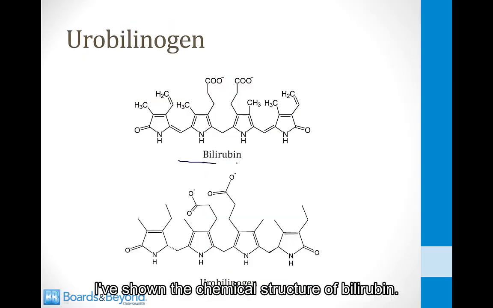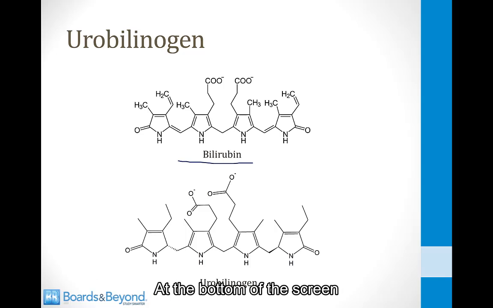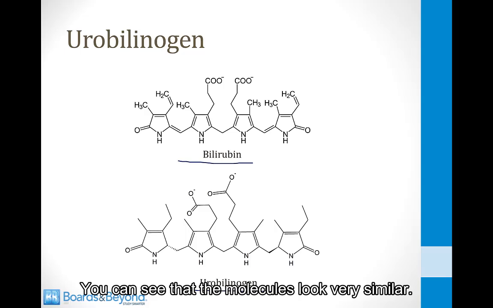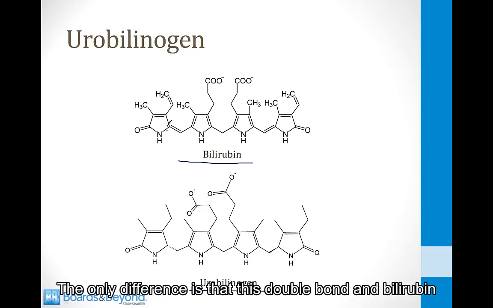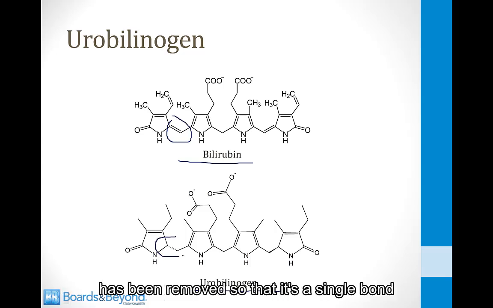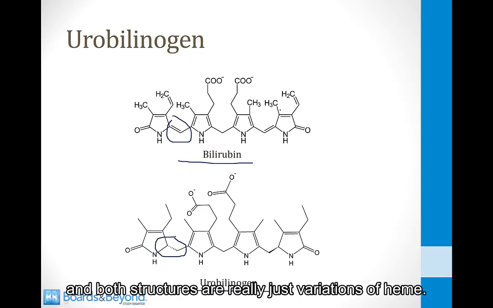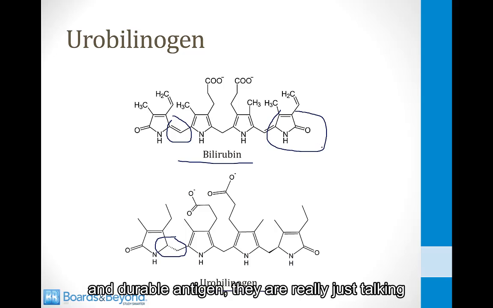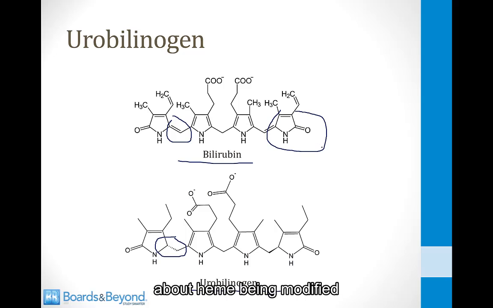At the top of the screen, I've shown the chemical structure of bilirubin. At the bottom of the screen is the structure of urobilinogen. You can see that the molecules look very similar. The only difference is that this double bond in bilirubin has been removed so that it's a single bond, but both structures have 4 rings, and both structures are really just variations of heme. And when you hear people talking about bilirubin and urobilinogen, they are really just talking about heme being modified so it can be excreted from the body.